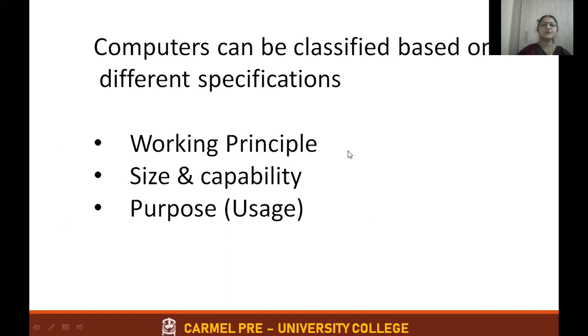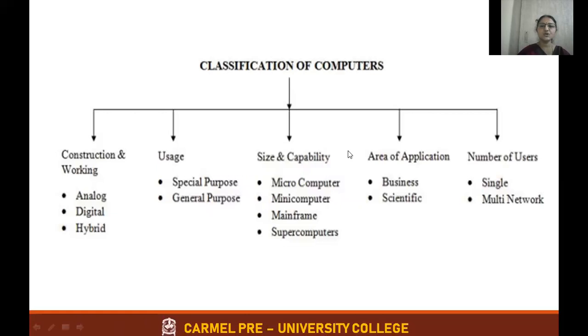Okay, so computers can be classified. Now this gives you a clear picture of the classification of computers. Take a screenshot of this, write down this chart. Computers can be classified depending on the working principle. Here construction and working is given, that is nothing but the working principle. You can make a note of that for your reference.